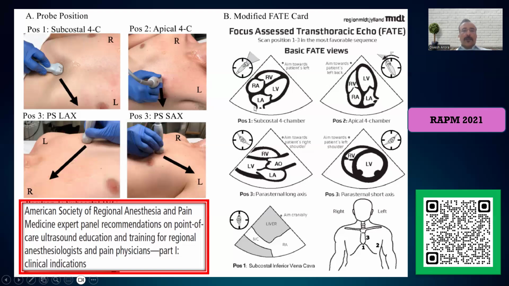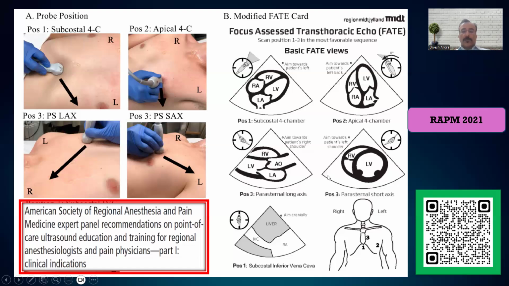Then position 2 is the apical four chamber. Again, we are trying to place the probe at the apical pulse, that is the mid-clavicular line, fifth intercostal space on the left side, and the orientation marker is pointing towards the left. Parasternal long axis view in FATE views is the only view where the orientation marker of the phased array cardiac probe points towards the right shoulder. Otherwise, if you have a close look at all the views, the probe orientation marker is pointing from the left elbow to the left shoulder. For example, for parasternal short axis, that is position 3.